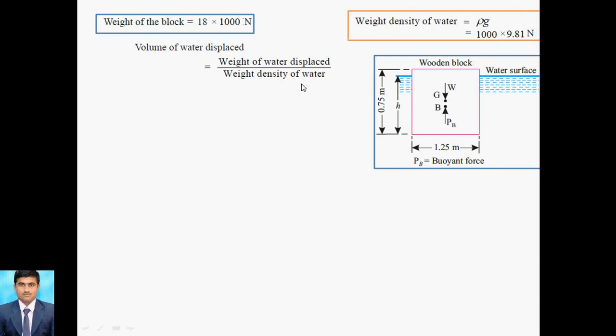The weight density of water is the denominator, and the numerator is the weight of the water displaced, that means the weight of the block. So we place 18 into 1000, the weight of the block, divided by the weight density of water, that is 1000. It cancels out, and we get the value of 1.835 meter cube. So this is the volume of water displaced.